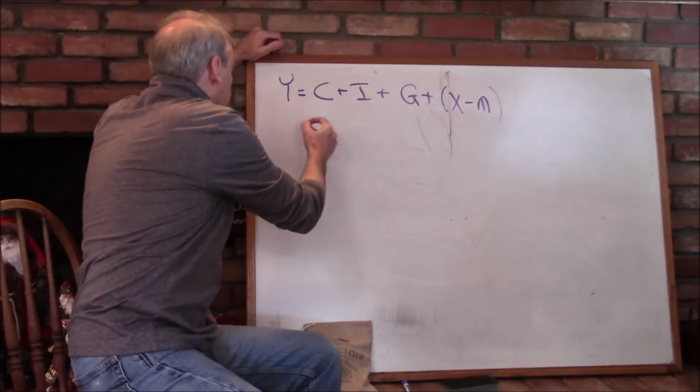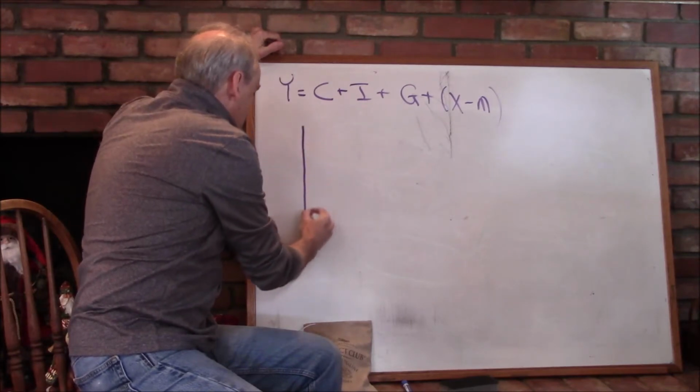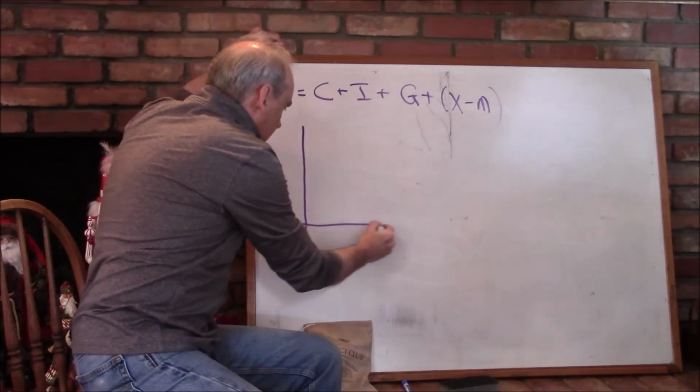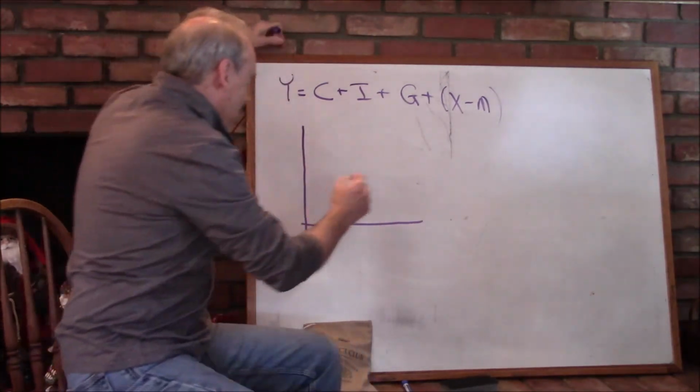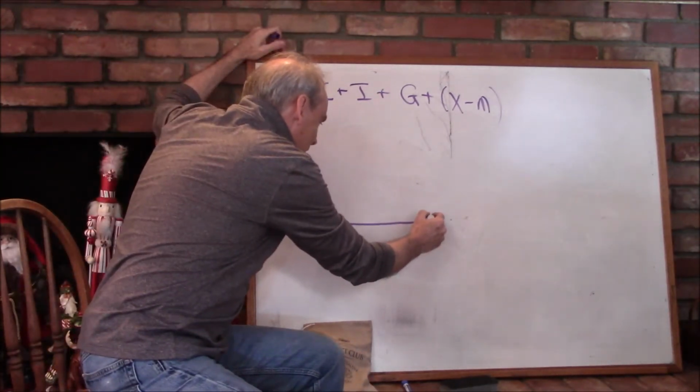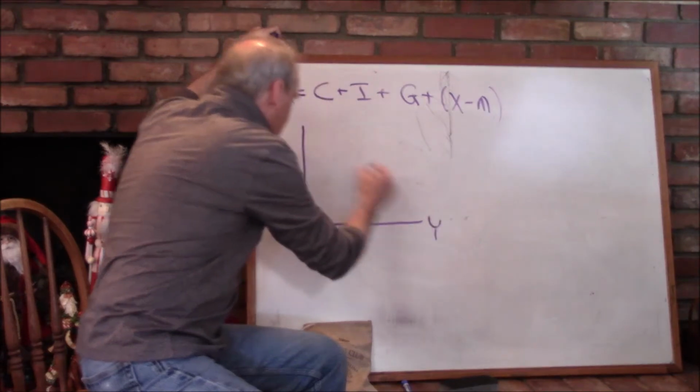And let's start like this. In order to come up with the multiplier, I think I even put a graph in the handout. I was very excited. Let's see here. What do I want here? I want income and consumption.